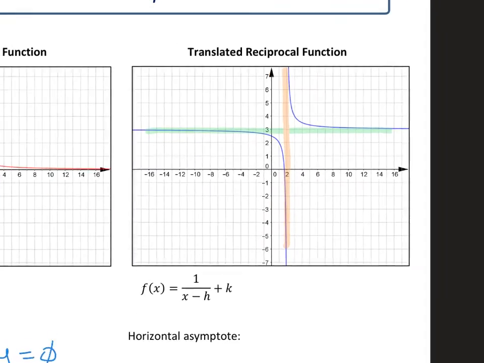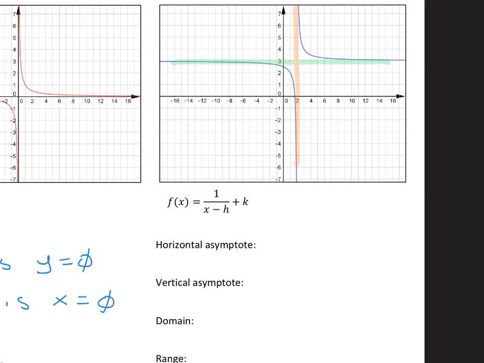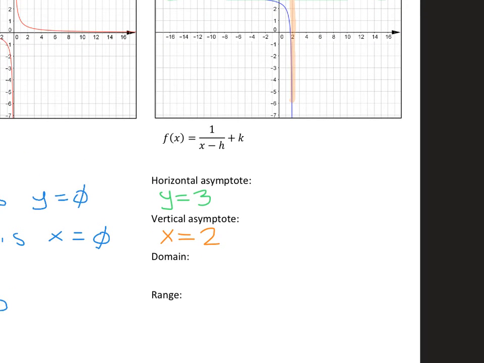All right, so how does that look in the function itself? Well, first of all, in our particular example here, our horizontal asymptote is going to be y equals 3, and our vertical asymptote is x equals 2 in orange. So if we take a look at the effect on our domain and range, our domain is all real numbers except x cannot equal that 2. And our range is all real numbers, except y is not going to be able to touch that 3.